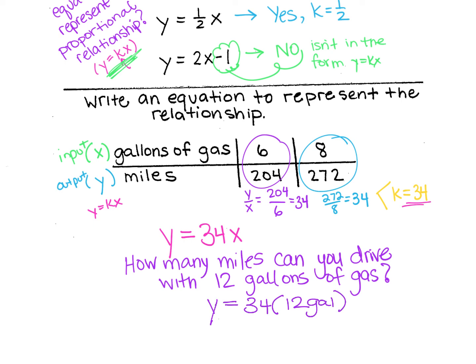Now we'll just plug into our calculator 34 times 12. I should have said miles per gallon. I should have put my units, shame on me. So 34 times 12 gives me 408 miles. So that's how you would use this equation that we have.